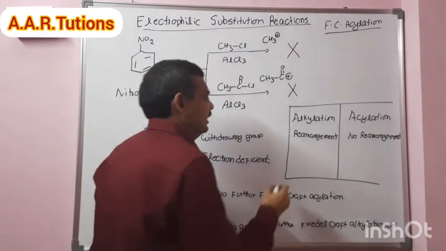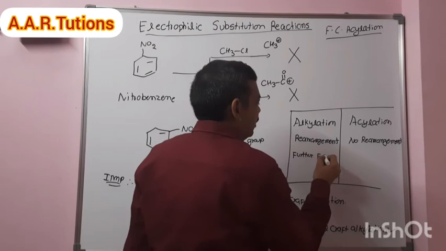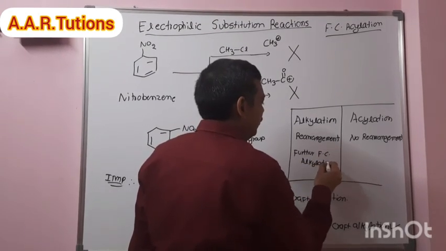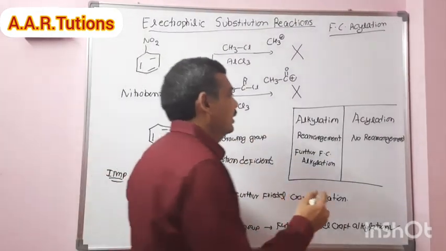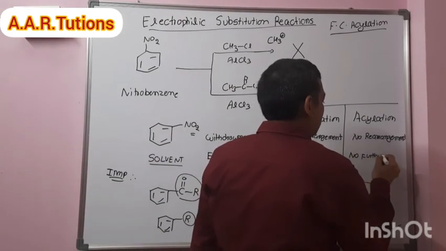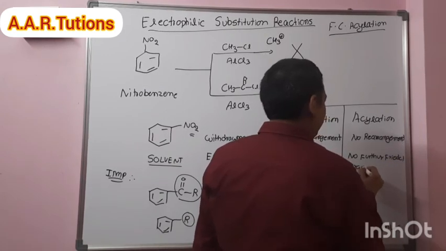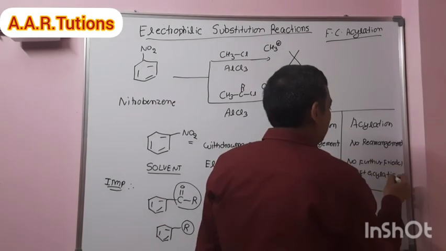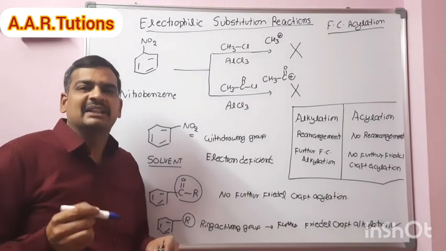In Friedel-Crafts alkylation, further Friedel-Crafts alkylation will take place. Why? Because the activating group is attached to benzene. Here, in acylation, there is no further Friedel-Crafts acylation. So these are the main important points that differentiate between alkylation and acylation.